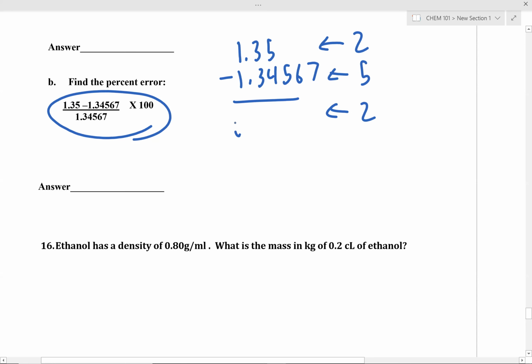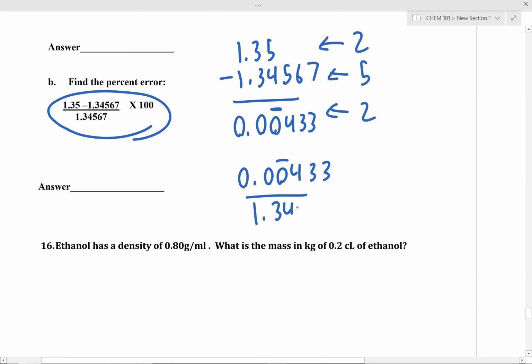That in turn gives us 0.00. This 0 is the last reported significant digit, but we'll retain these other digits to complete our calculation. Okay, next we have 0.00433 divided by 1.34567.